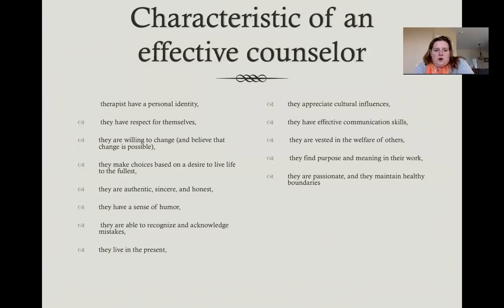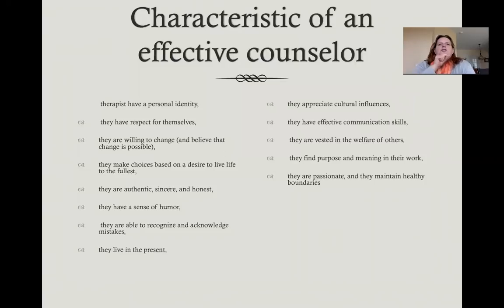We need to also be willing to make change, right? I think essential to social work is this idea that people can change. And that means that we as social workers also have the possibility that we can change.